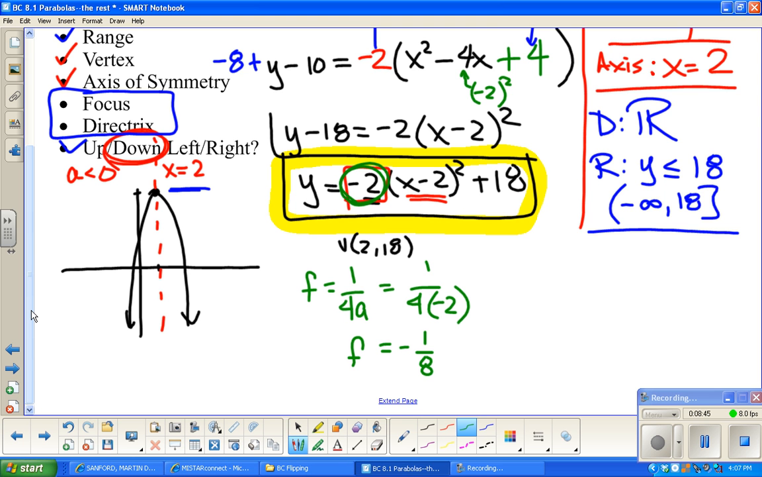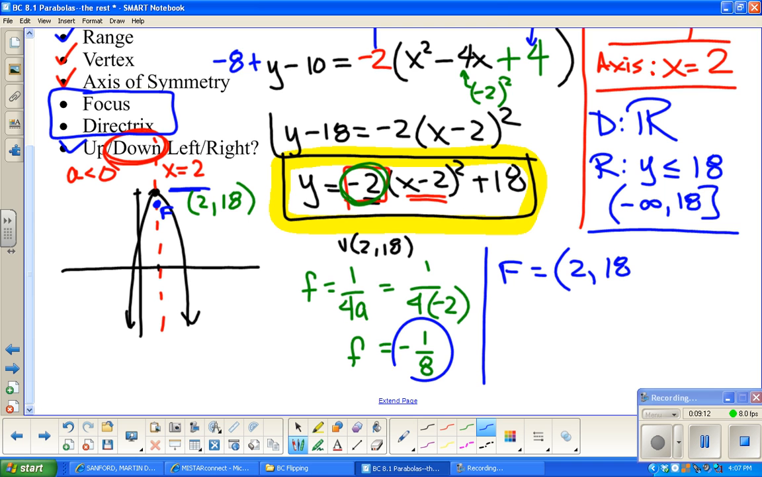And remember, this is the distance from the vertex to the directrix. Well, the vertex, remember, was at 2, 18. The focus is always inside the curve. So to find the focus, what we have to do in this case, well, if we're going up and down, we're not going to change the x value. And so we're going to do 18, well, it's going to be down, so -1/8, also known as 2, 17 and 7/8. And I'll let you work out how to do that fraction stuff that just happened.